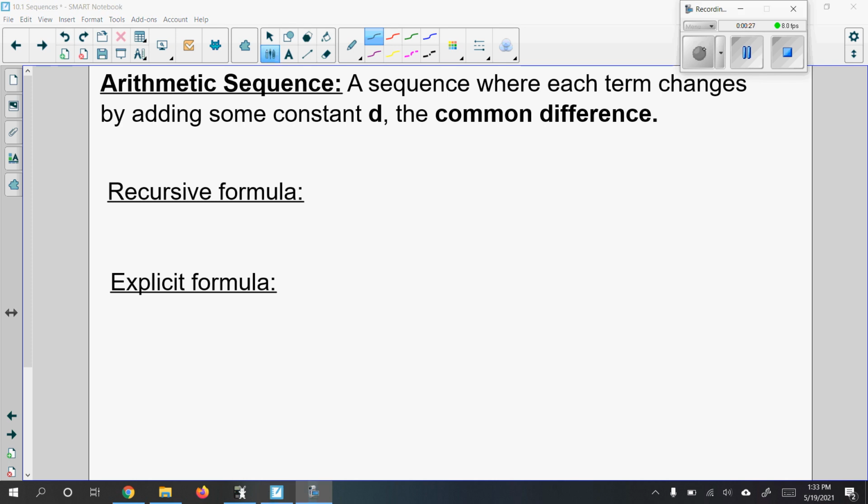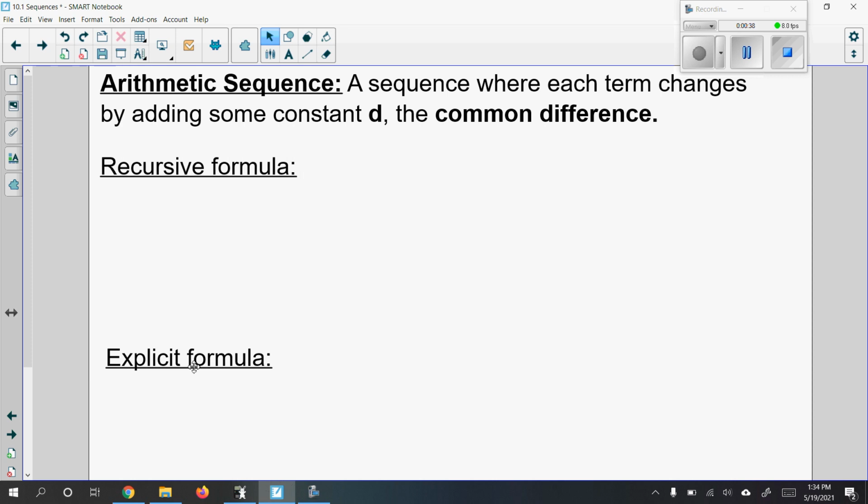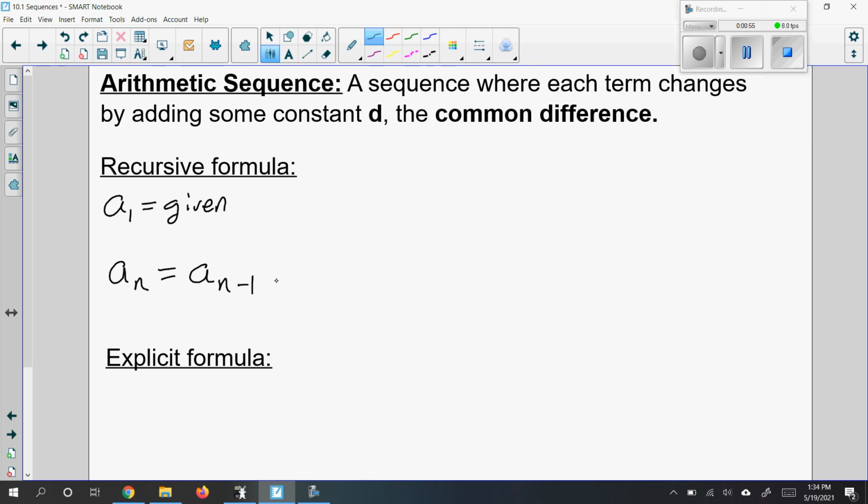And arithmetic sequences can be expressed both recursively and explicitly. Recall, the recursive formula relies on knowing the previous terms in the sequence to define the next term. So for a recursive formula, a sub 1 must be given to you. And then the next term, or the nth term, is the previous term plus some constant d. So a sub n equals a sub n minus 1 plus d.